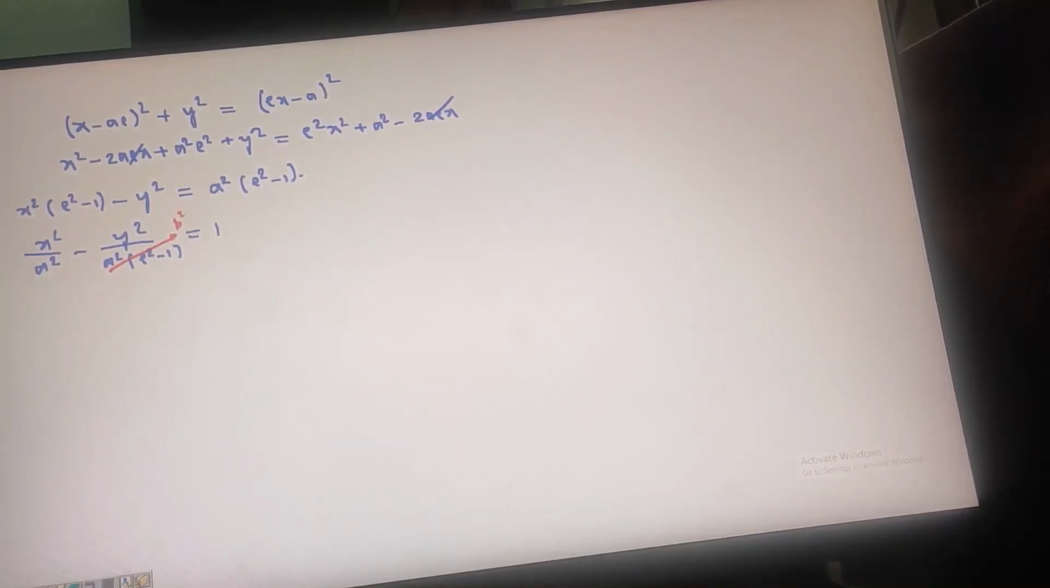And this one, if I consider it as b square, the final standard equation will be x square by a square minus y square by b square is equal to 1. This is the standard equation of the hyperbola, where b square is a square, e square minus 1. So this is all about the 3 conic sections we wanted to discuss.